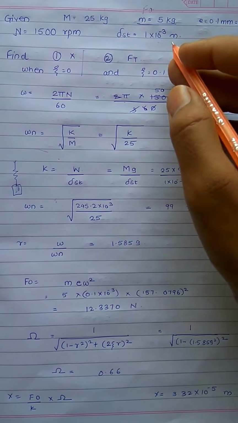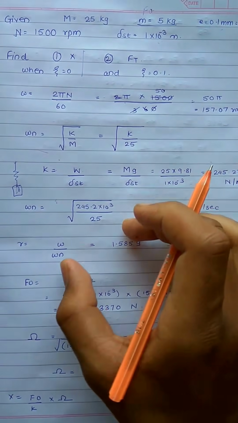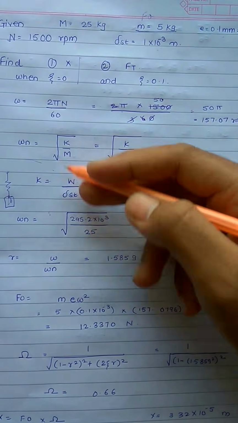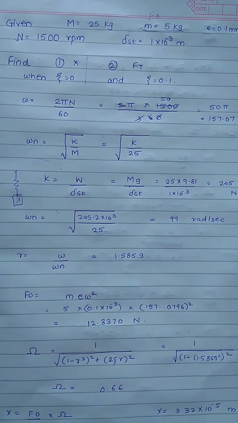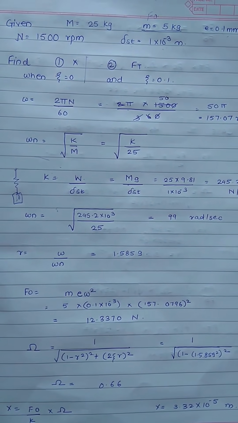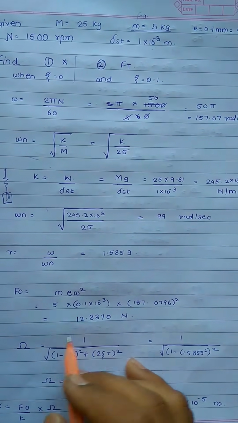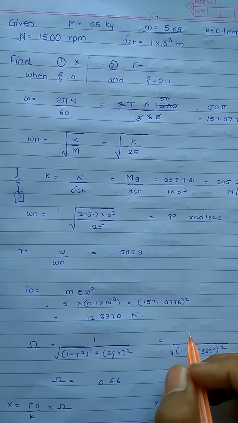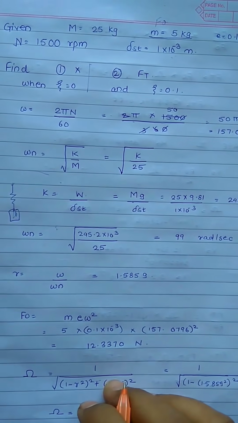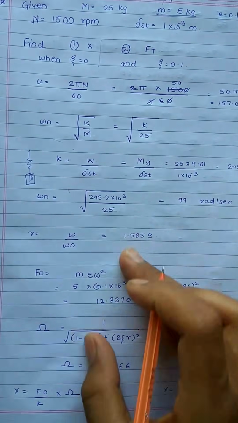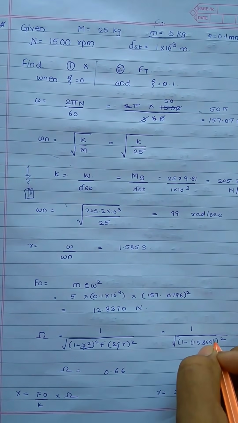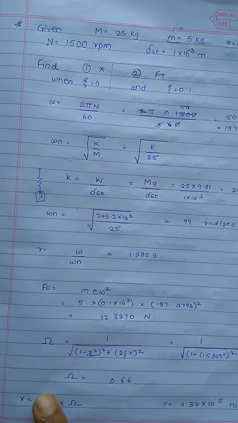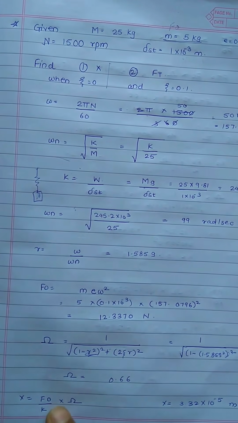And now the second mass which was given and the eccentricity which was given are now to be used to find out F0, which is equal to m e omega square. m is the smaller mass, e is eccentricity, and omega was 157.07. You get an answer for F0, that is 12.3370 Newton. Next, you can find out this term by 1 upon under root of (1 minus r square) whole square plus (2 zeta r) whole square, which is equal to 1 upon 1 minus r square whole square, as zeta is 0 we are taking the first case, only this particular term will be left. So this term becomes 0.66.